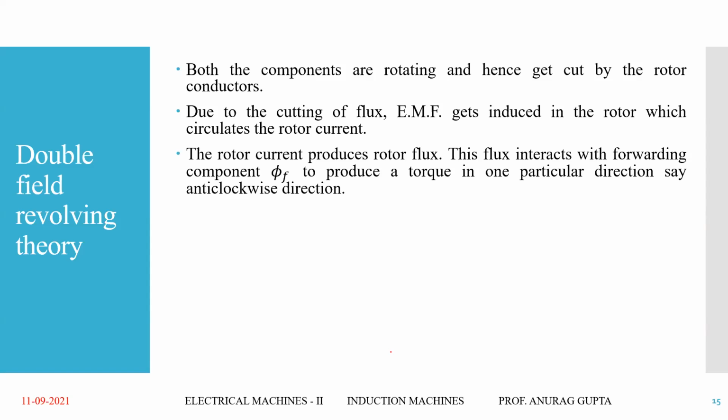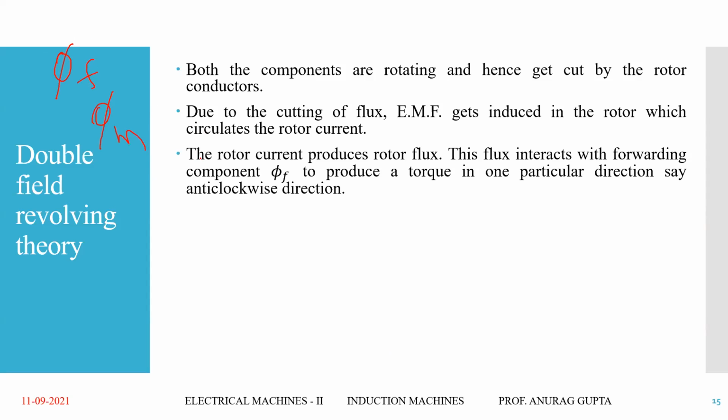This flux interacts with the forwarding component phi f to produce a torque in one particular direction, say anti-clockwise direction. Clear? What I'm doing here, I have already said, because phi f and phi b are the two components of phi m. Now, due to these components, at every 90 degrees some flux is generated and some flux is linking with the rotor conductors.